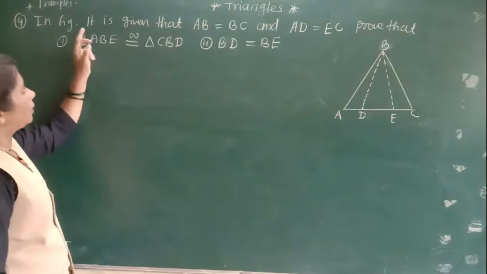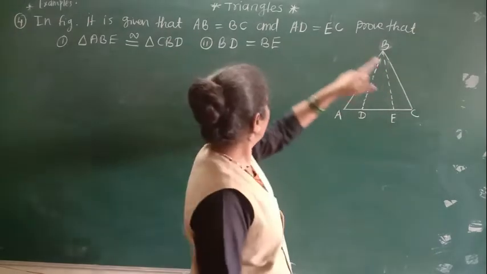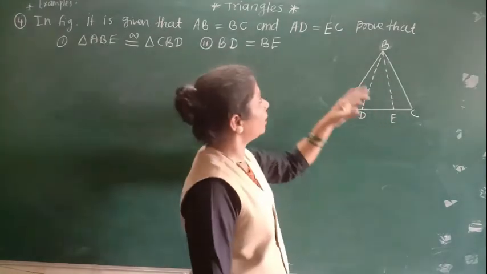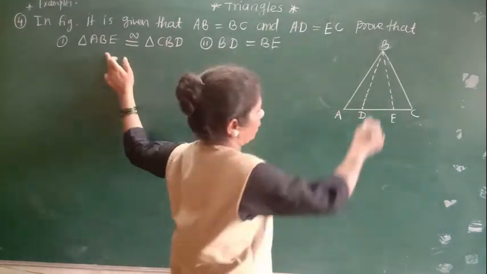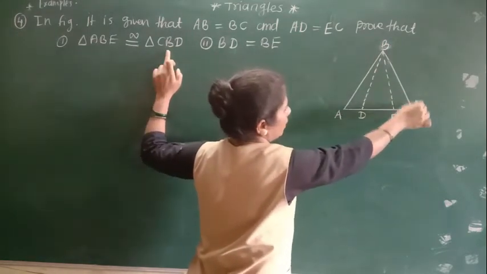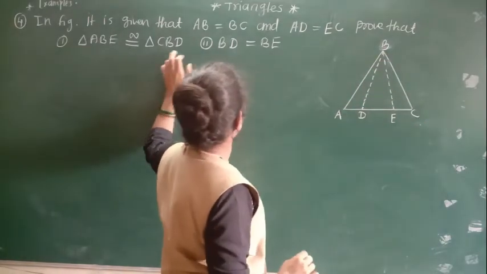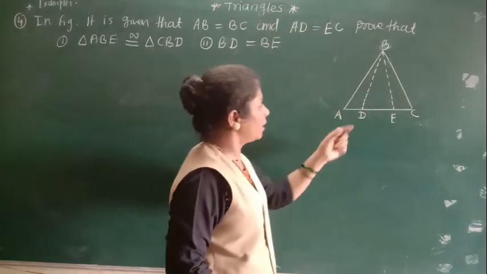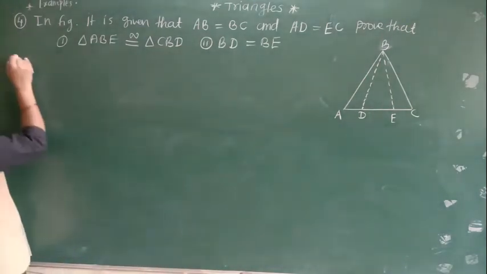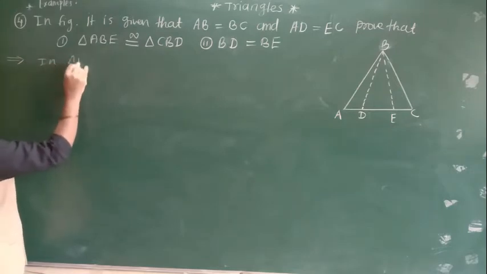Next example. In the figure it is given that AB equals BC, and AD equals EC. Here AD equals EC it is given. Then we have to prove that triangle ABE is congruent to triangle CBD. That we have to prove. Again, second, BD equals BE. So here BD equals BE, these two sides we have to show are equal. So okay, so here then in triangle ABC?